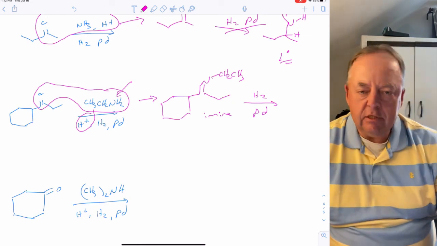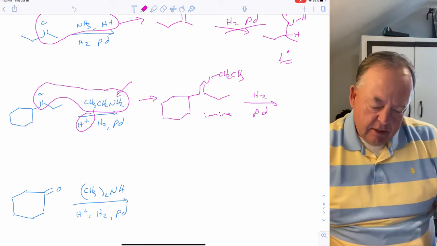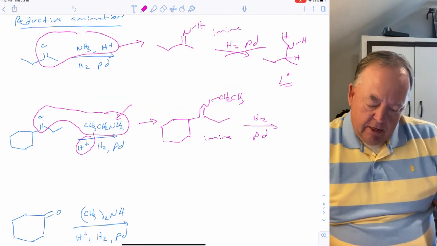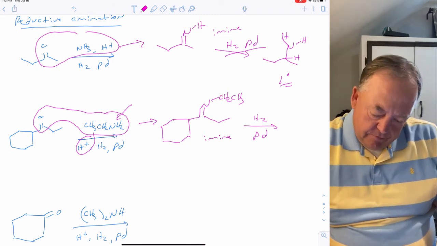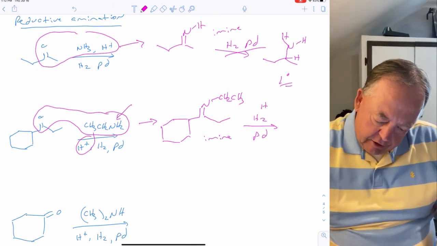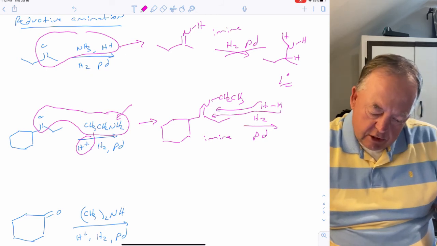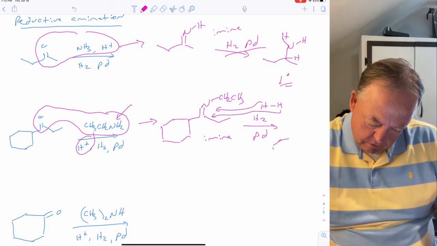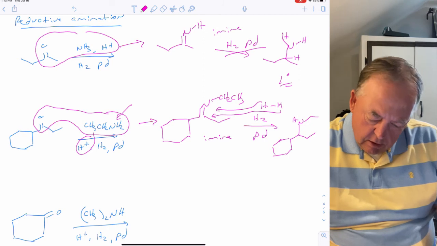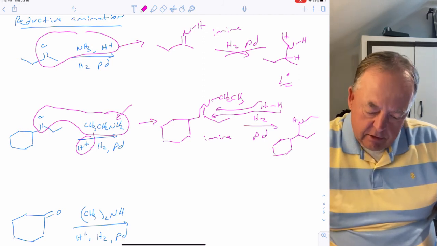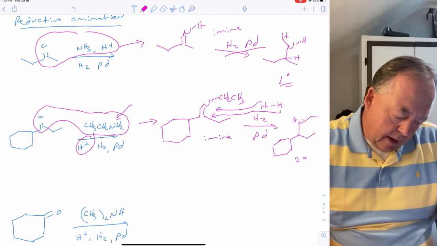So you do all of this in the same flask, you just mix it all together. So as soon as you make the imine, then it reduces to the amine. So now you just add H and H right across the double bond. And you would make that secondary amine in this case because you started with a primary amine.